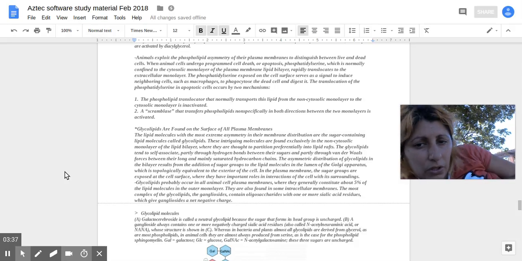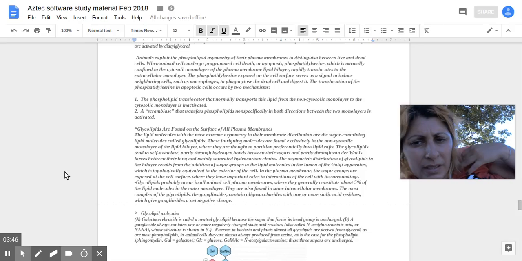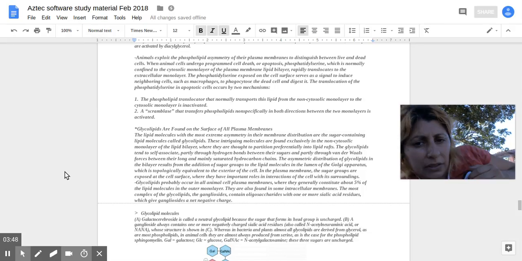The phospholipid translocator, normally transporting the lipid from the non-cytosolic monolayer to the cytosolic monolayer, is inactivated, and a scramblase that transfers phospholipids non-specifically in both directions between the two monolayers is activated.